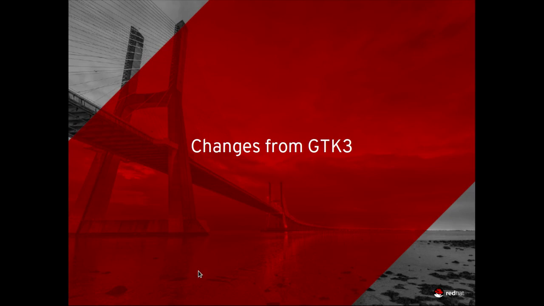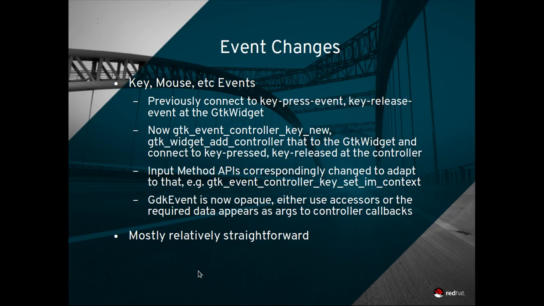So what has changed in GTK4 from GTK3? The first obvious thing is how events are managed has changed. In GTK3, to get mouse and keyboard events and so on, you can connect directly to the GTK widget and connect to the signals such as the key press event, key release event, and so on. Now to do that, you have to create an event controller for the type of event you're looking for, in this case, key events.